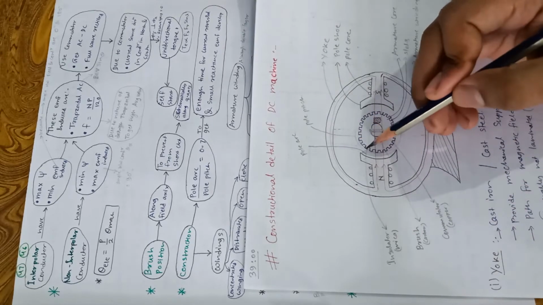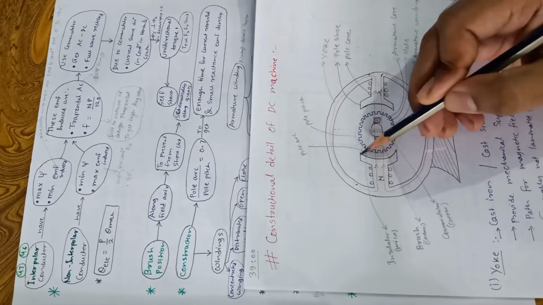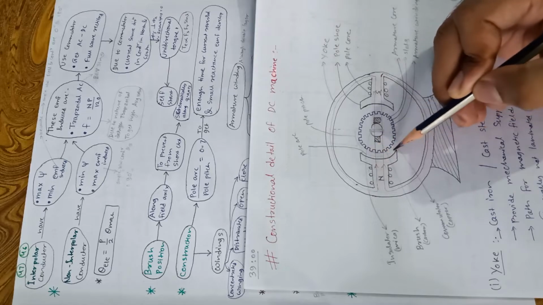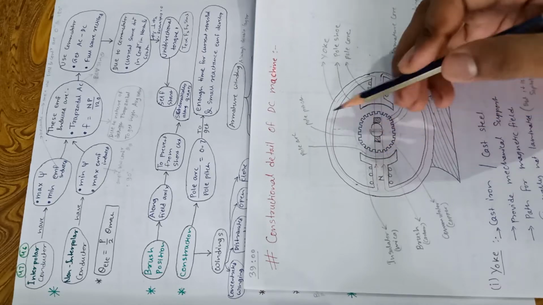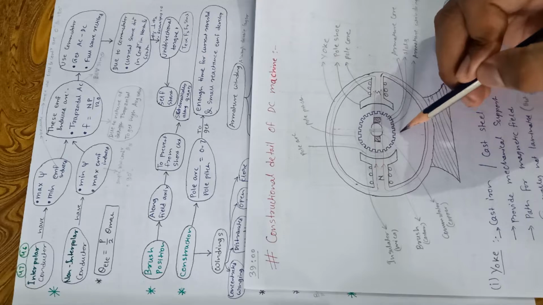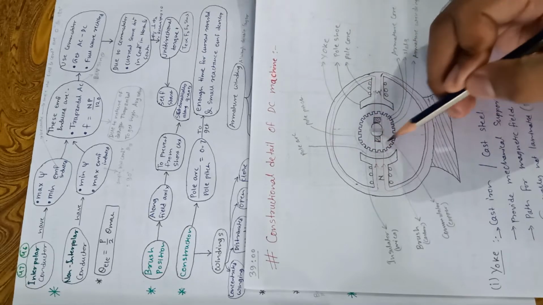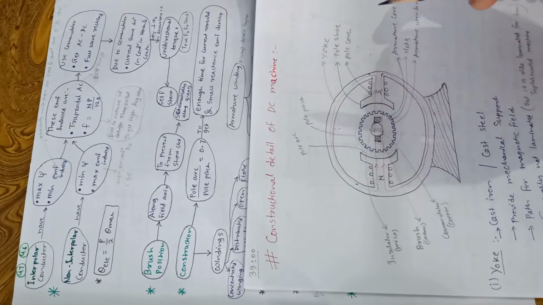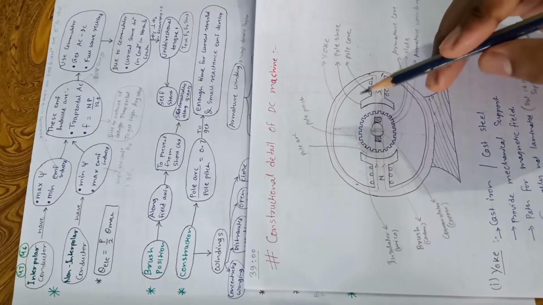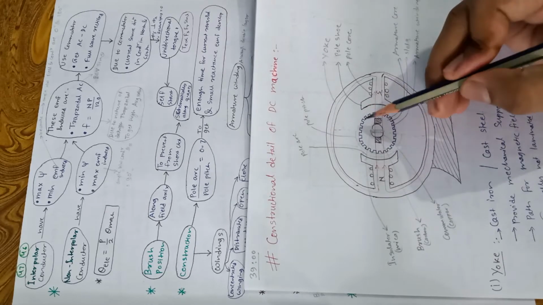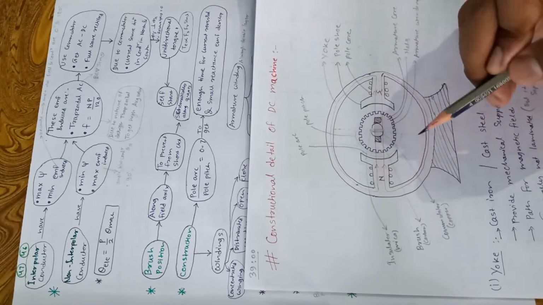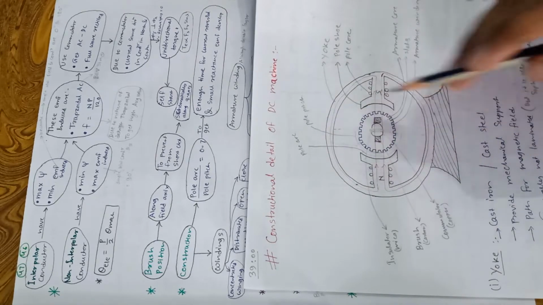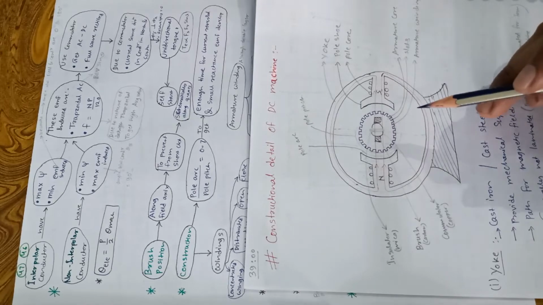And this one is the pole arc, okay. The area covered by the pole shoe is the pole arc. And this one is the pole pitch. See, the pole pitch is bigger than the pole arc, and the ratio of pole arc upon pole pitch should be 0.7, okay. Why it should be 0.7, we will study.